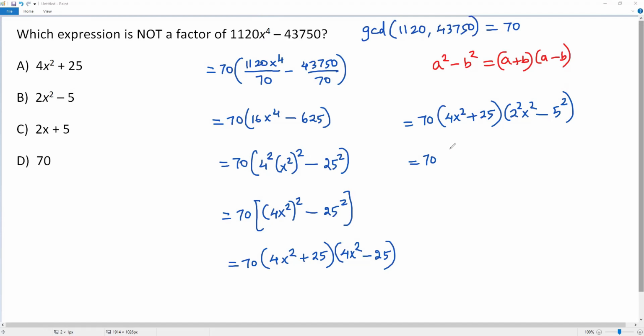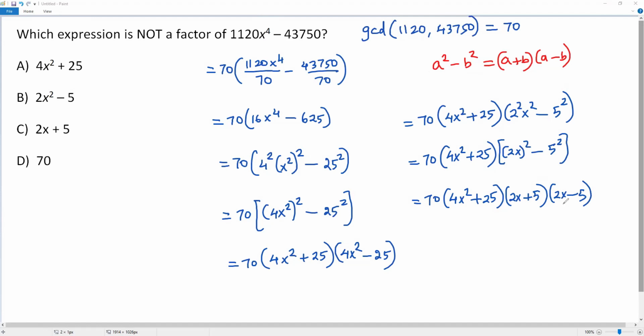Here 70 times 4x square positive 25. Now we can write this 2 square x square as 2x the whole square negative 5 square. Now again this one is exactly the form a square negative b square. At the place of a we have 2x, at the place of b we have 5. So we can write this in factor form: for a positive b we have 2x positive 5 and for a negative b we have 2x negative 5. Now I have factored the given expression completely. I got 4 factors: 70, 4x square positive 25, 2x positive 5, 2x negative 5.